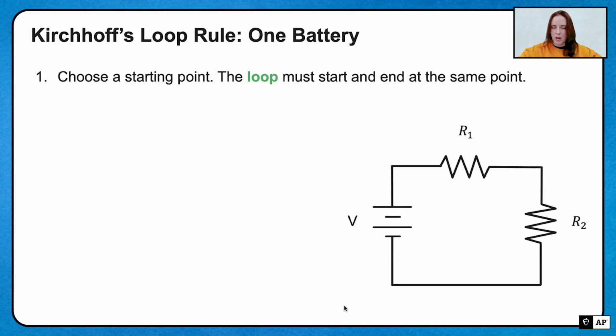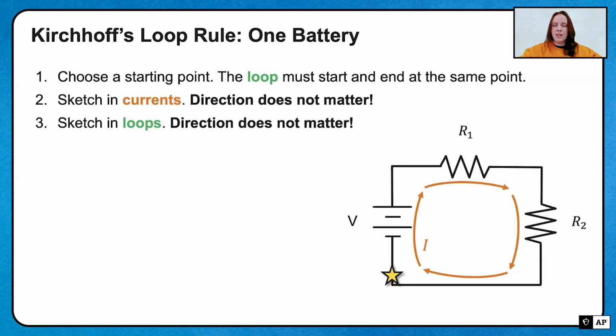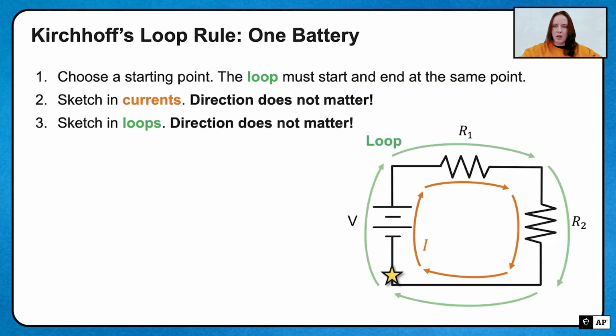First we're going to choose our starting point. Here's our beautiful circuit. We have a battery and 2 resistors. I'm going to start here. I like to start in the bottom left corner. That's just me. You can start wherever you want; it doesn't actually matter. I'm going to draw in a current. My current goes this way, nice and clockwise through our circuit. Then I'm going to sketch in a loop. I start at my starting point, where my little star is, and follow a loop all the way around until I get back to my starting point.